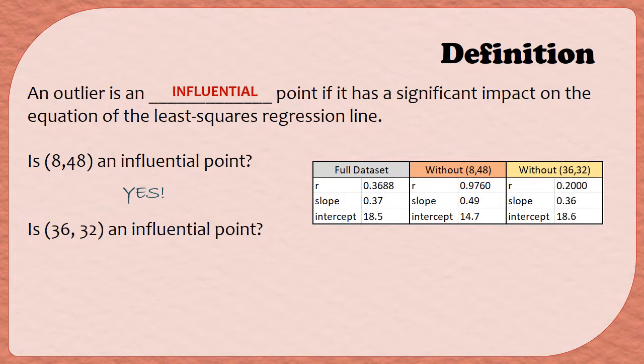Similarly, the intercept is only off by a tenth. It went from 18.5 to 18.6. So the line, the least squares regression line, isn't actually going to change all that much. So we would say that 3632 is not an influential point because it didn't change the full data set values very much at all.